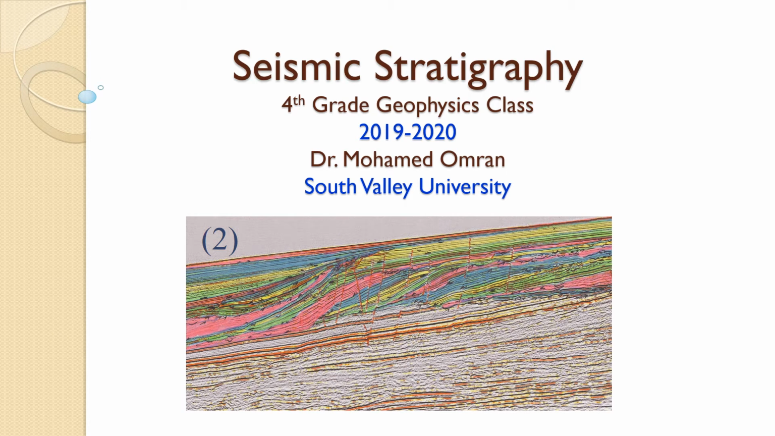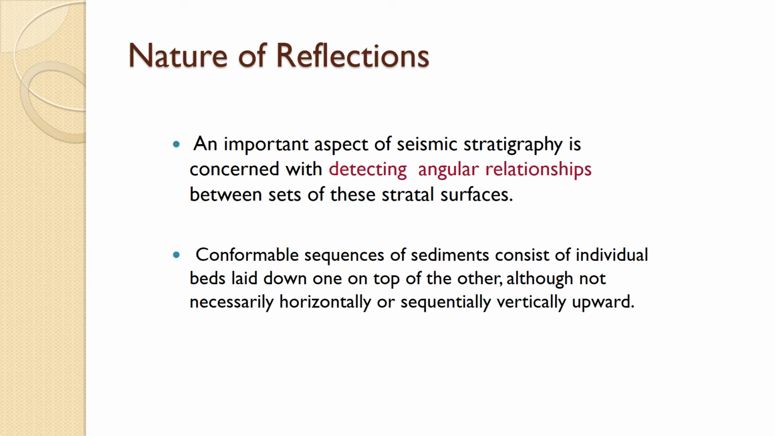This is lecture number 2 on seismic stratigraphy. We have been talking about the seismic reflections and the nature of those reflections. Today we will continue talking about the nature of reflections. It's very important regarding seismic reflections to talk about the angular relationships. Angular relationships of beds means you have some horizontal beds and some dipping beds. So it's really a good thing to detect these angular relationships using seismic reflections.